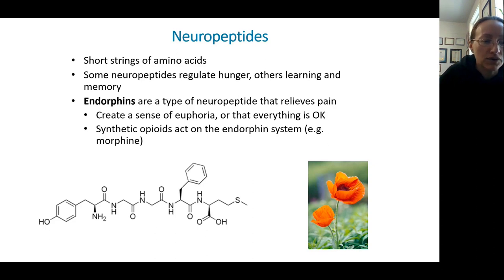And synthetic opioids like morphine act on the endorphin system. I have taken morphine once, and it was when I was in labor. It was an interesting effect because the pain was still there. I thought that it would take the pain away, and it didn't. It just kind of changed my attitude, where I really didn't care about the pain. I was like, oh yeah, that pain, whatever. Before I was like, pain. So the pain was still there, but I didn't really care.